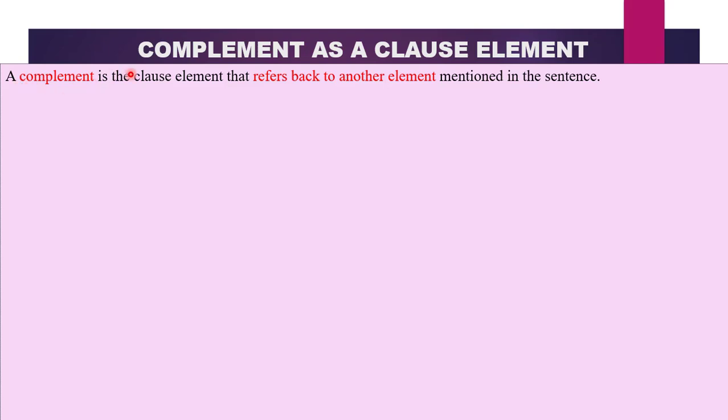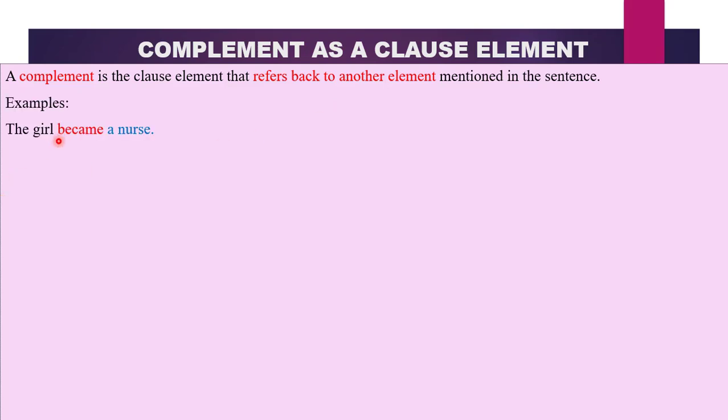A complement is the clause element that refers back to another element mentioned in the sentence. A complement does not suffer from an action. Rather, it refers back to another element that was mentioned in the sentence. That is the difference between a complement and an object. Whilst the object suffers, the complement does not suffer. It refers back to an element that was mentioned in a sentence.